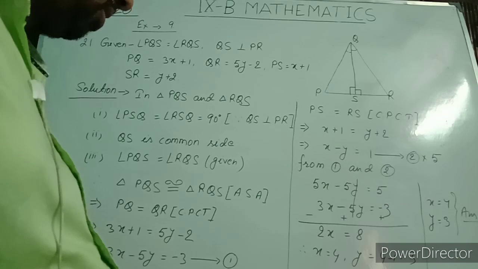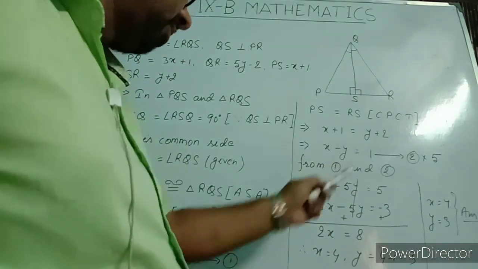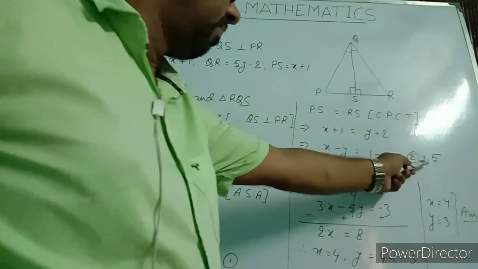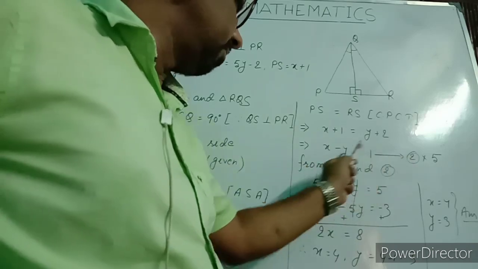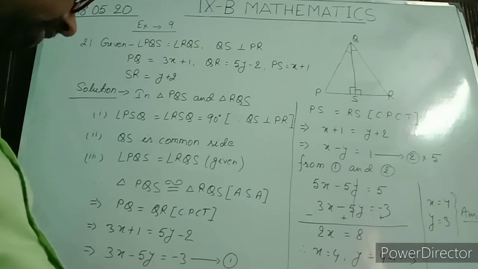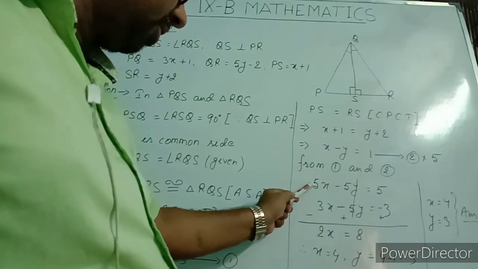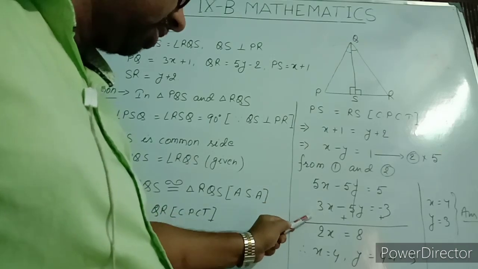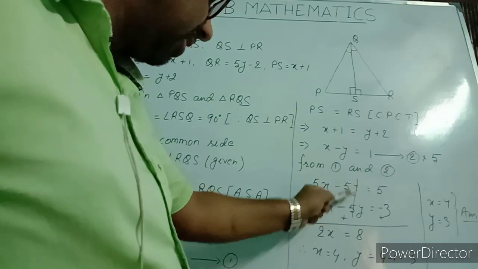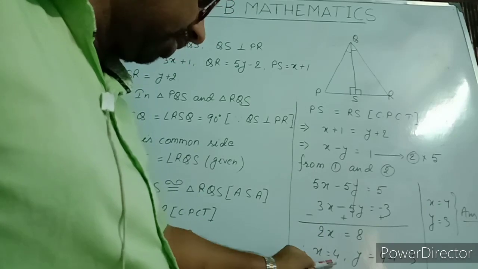To equate the coefficients, I multiplied equation 2 by 5. If I multiply this equation by 5, then the coefficient of y will be equal. So in this way I got 5x minus 5y equal to 5 into 1, which is 5. And the other equation is 3x minus 5y equal to minus 3. So I subtracted this equation from that equation. So the signs will change. Minus and plus cancel. 5 minus 3, 2x equal to 5 plus 3, 8. So x equal to 4.